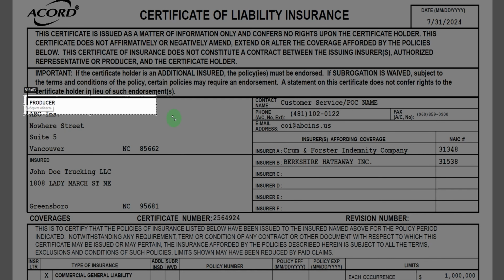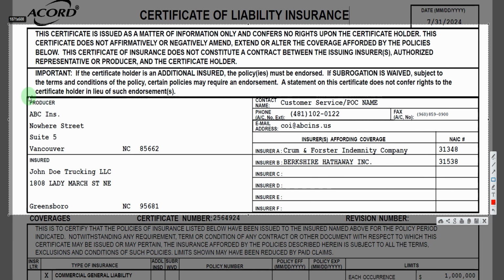Let's pay attention to this part here. It says producer. I think it's pretty much self-explanatory, but the producer is someone who produced this particular certificate for you. This might be the broker or the insurance company itself. Here you see the information of this producer: ABC Insurance, Nowhere Street Suite 5, Vancouver, North Carolina. And here you see the contact information of that company and the email address. The email address is normally used by brokers to verify if this certificate is legit and, if needed, to contact via phone and so on. Here we see the contact name, which says customer service, or you can see the exact point of contact who provided this certificate for your company within this producer.